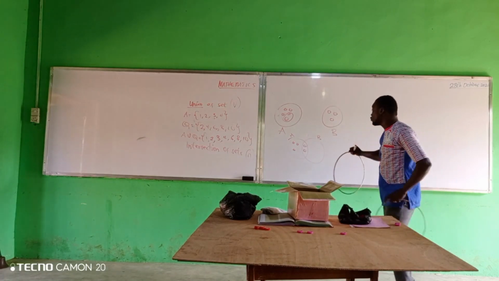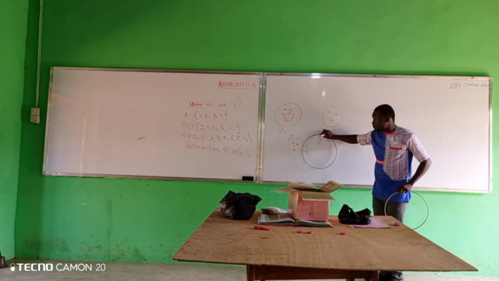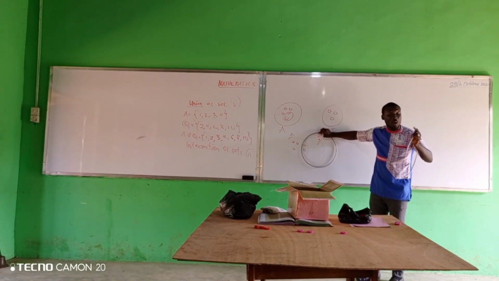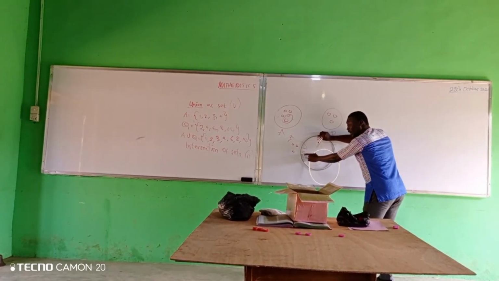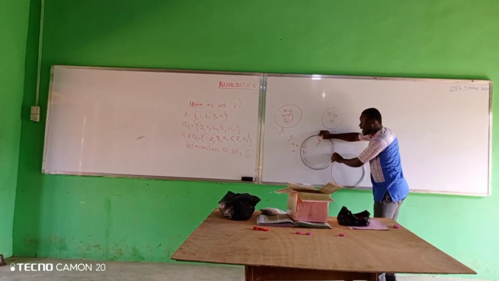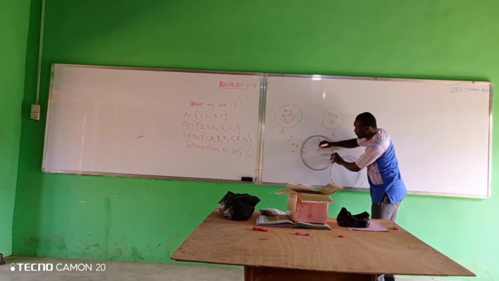Let's go to the other set. The other set, also I say, how many elements do you have in that set? 3. But we have 2 here already. Yes. So let's see how many elements? 1.